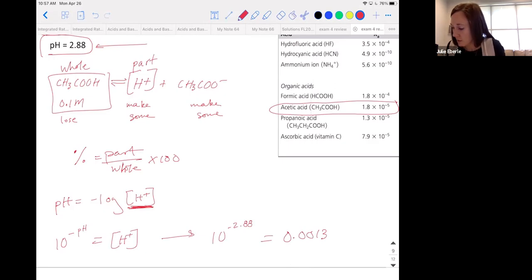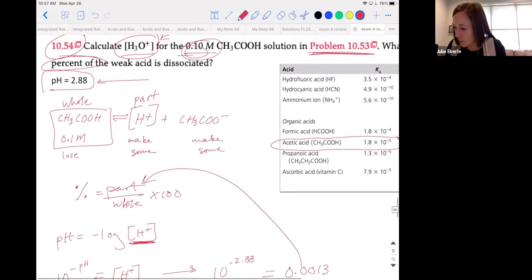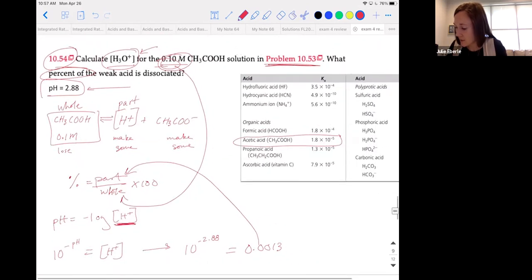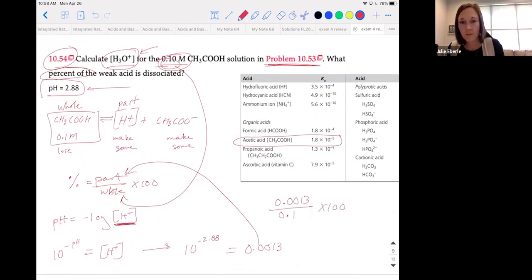So now what do we do? That is the part, and this 0.1 is the whole. So we're just going to do that division times 100. So 0.0013 divided by 0.1 times 100. You get 1.3%, right around that.